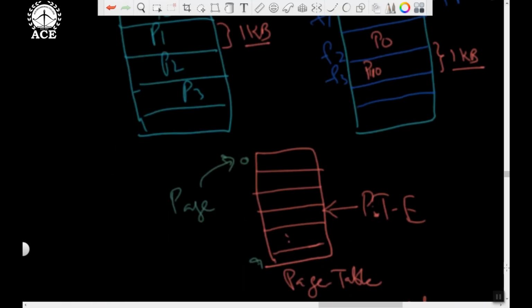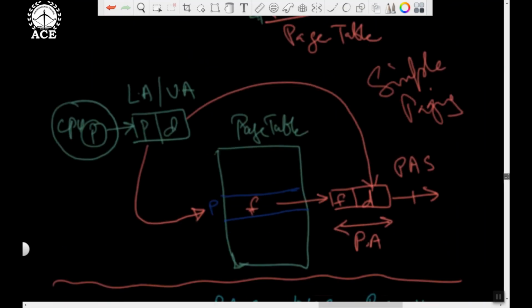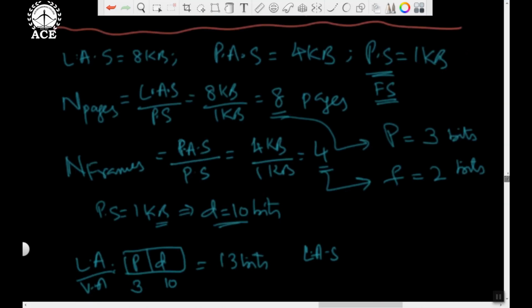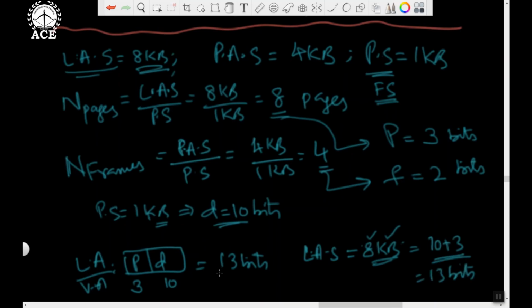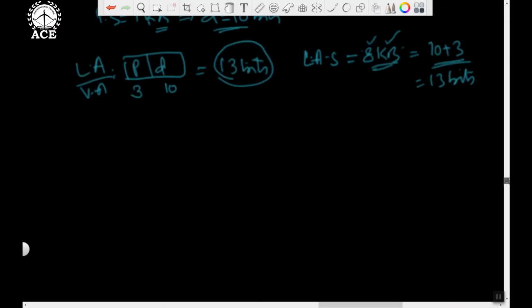Coming to the physical address format, physical address will have two parts, frame number and offset. Frame number is how many bits? Are you able to see, 2 bits. Page offset we said 10 bits. So 2 plus 10 becomes how much? 12 bits. That's right. And what is the size of the physical address space in our problem? 4 KB. With 12 bits we can access 4 KB, or 4 KB needs 12 bits.